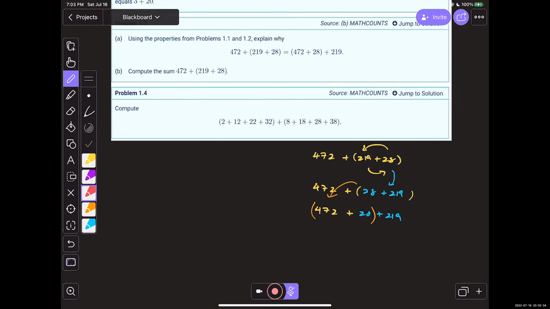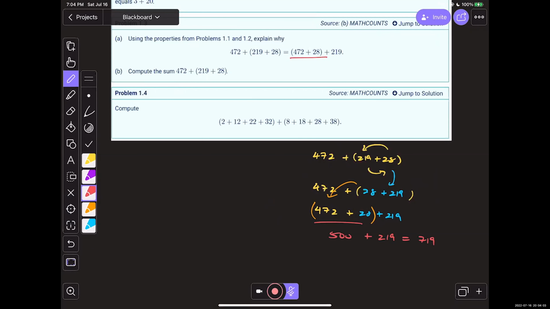How is this easier? Because if you do 472 plus 28, that equals 500, and you can just add it to 219 and make it 719. Right, because that first part is a lot easier than anything else. So the reason we want to do this is because it makes the question simpler. It means we don't need to add 219 and 28. We can directly add these two numbers and get 500 really easily.